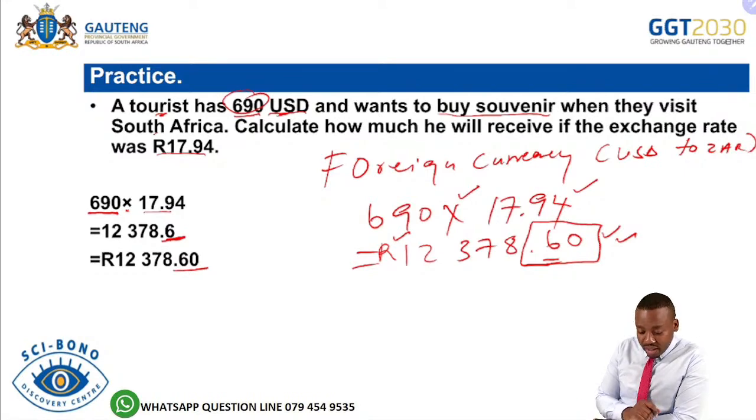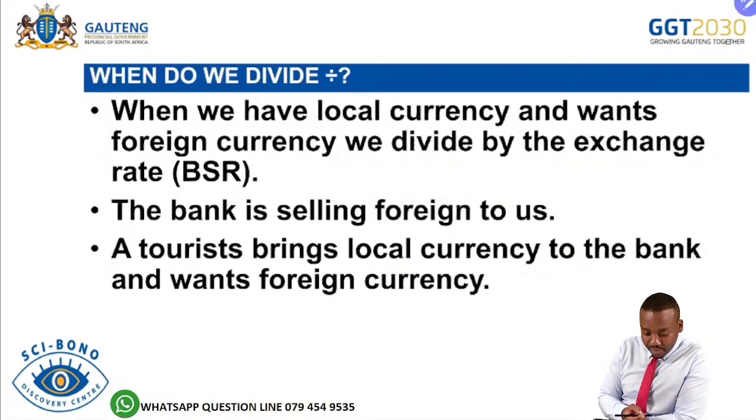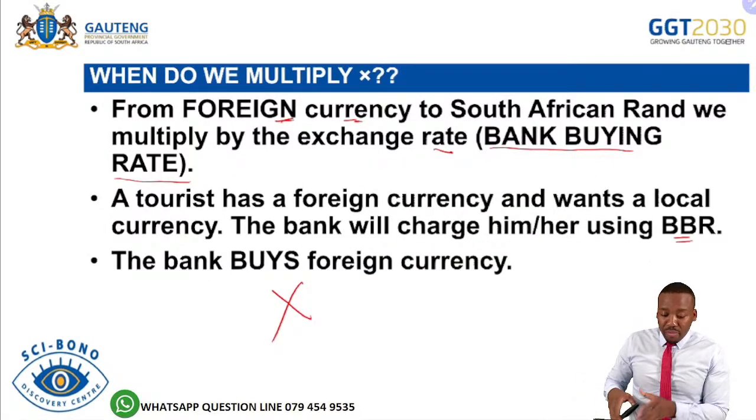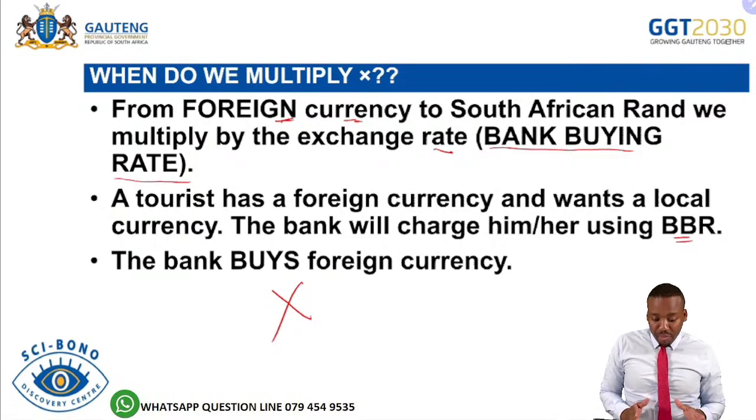So how much will this person then have or spend on souvenirs, right? When they go back, they will spend 12,378 rand 60 cents. Right. So we said, when do we multiply? Just add this down. When do we multiply?